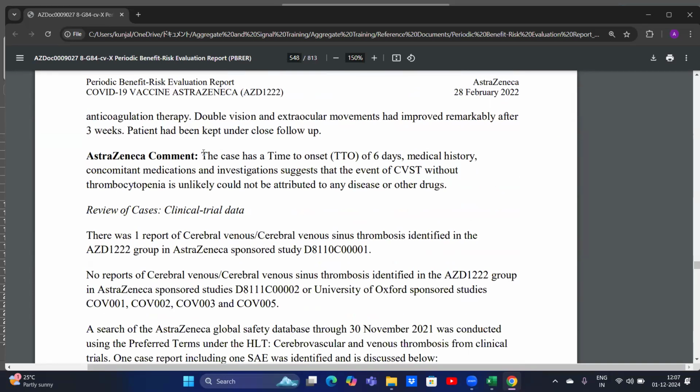See, they have these medical history and concomitant investigations, which suggest that the event of CVST without thrombocytopenia is unlikely and could not be attributed to any disease or other drugs. They will analyze only 6 to 7 parameters, and whatever the analysis is, they will project it as a company comment, or you can say AstraZeneca comment, Novartis comment, whatever you say. But it will be like this.